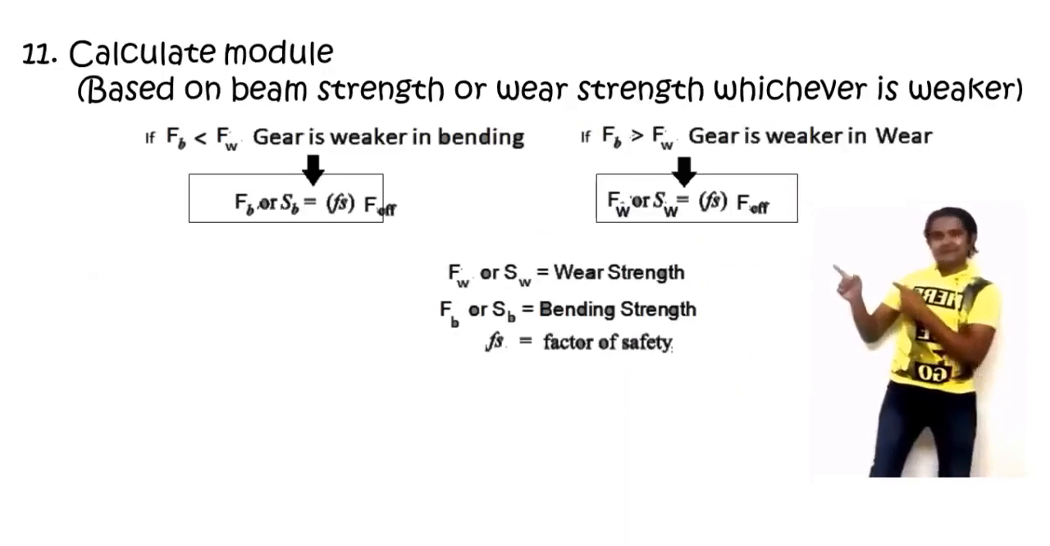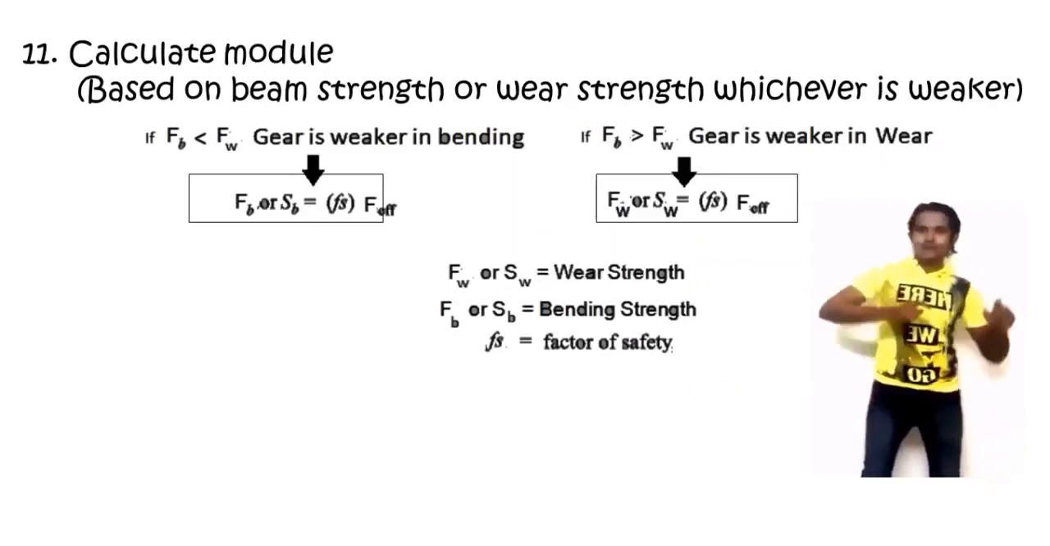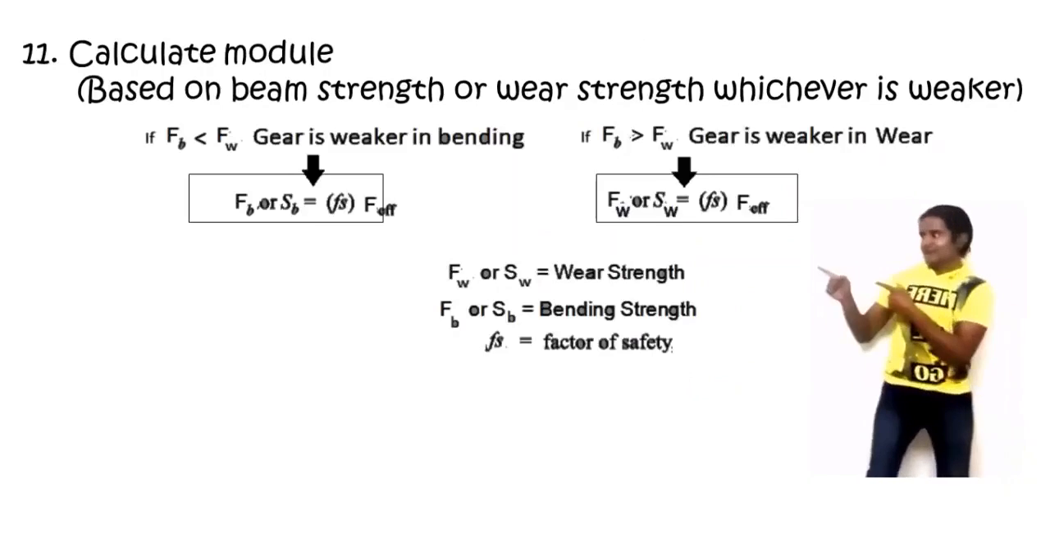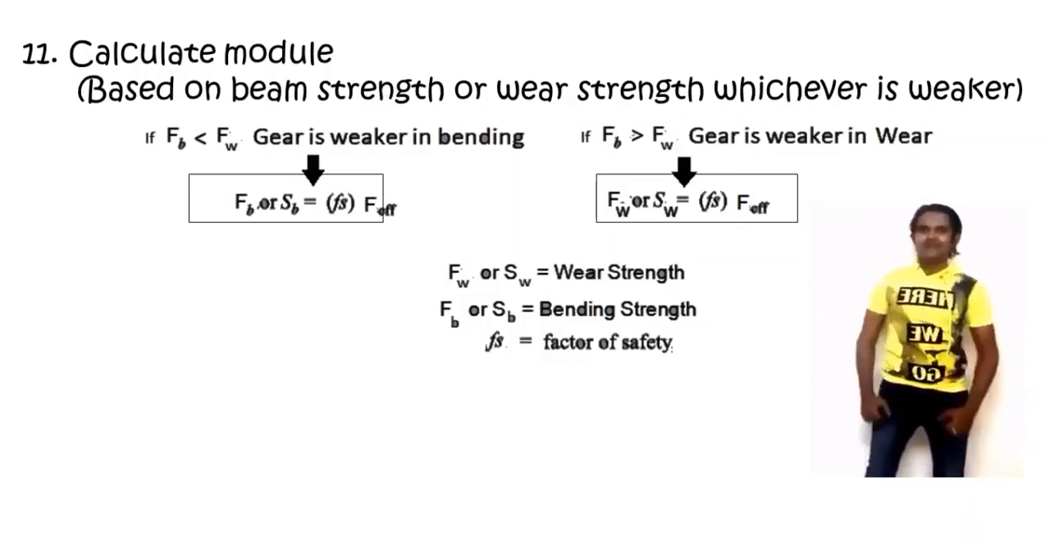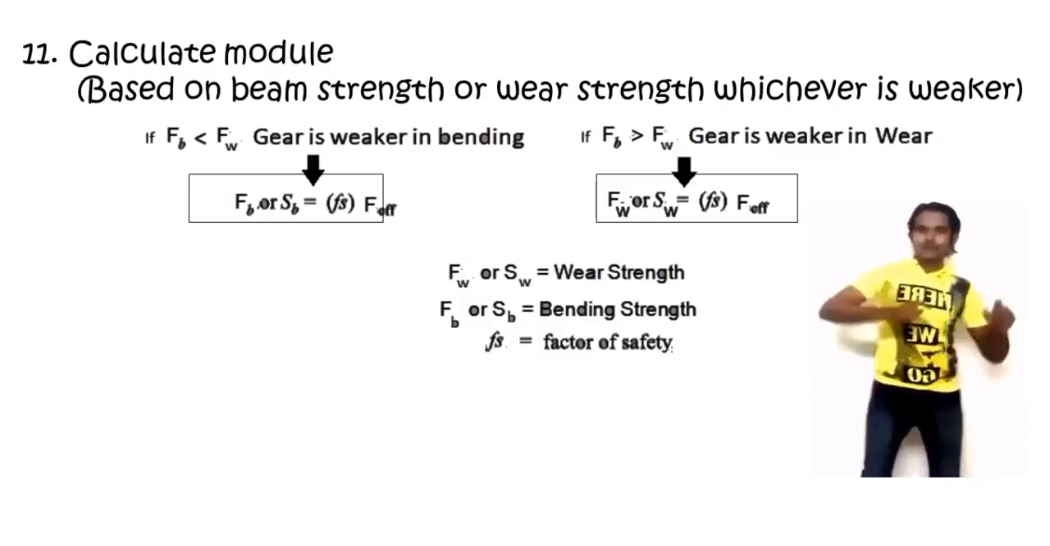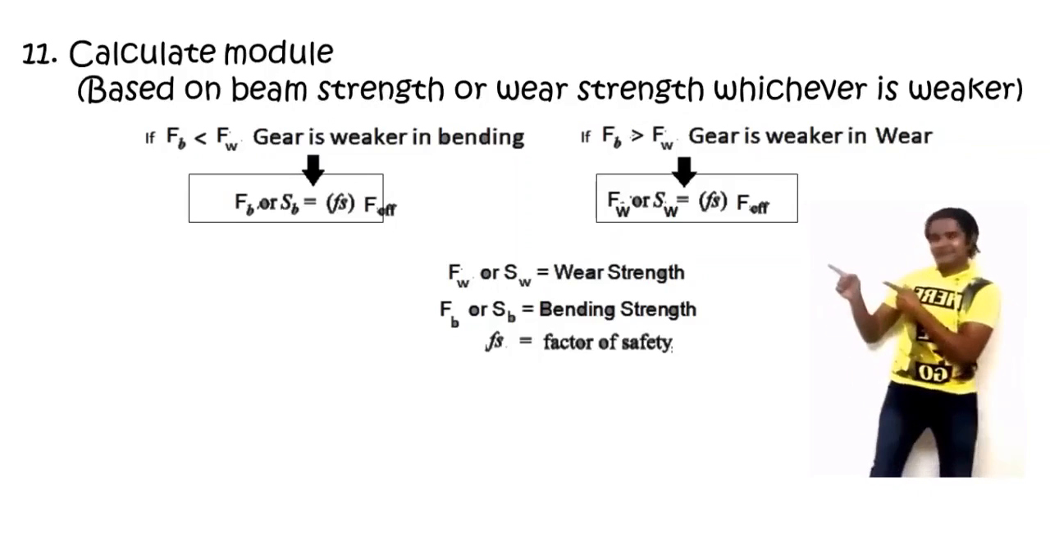Now this is not there in the Bhandari design data book. You have to learn by heart this formula 11. To calculate module, you have to first compare whether your beam strength was greater or your wear strength was greater. Suppose your beam strength is weak, it is less value than the wear strength, then you can say the gear is weaker in bending. Then you should use this formula.